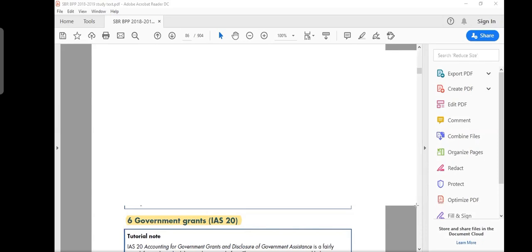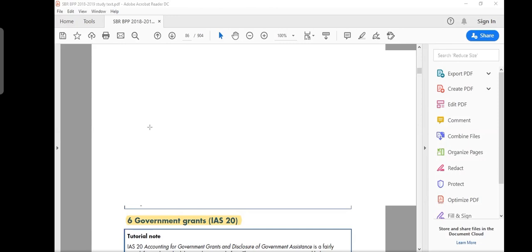Government grants. Government sometimes provides some sort of assistance in the form of subsidies or grants to different organizations for different purposes. There are some activities which government wants to promote, and it wants to assist those businesses engaged in those activities. Sometimes they create special free zones and want to attract businesses to start operating from those free zones.